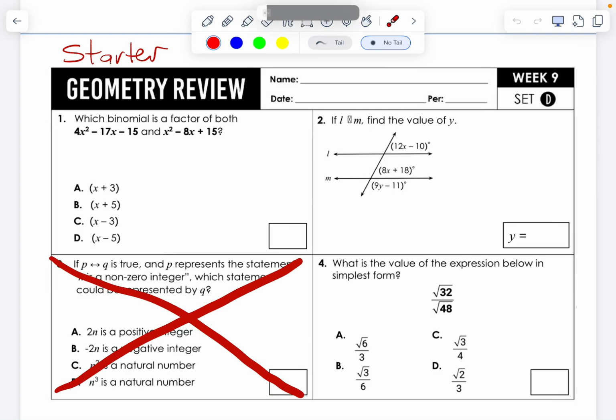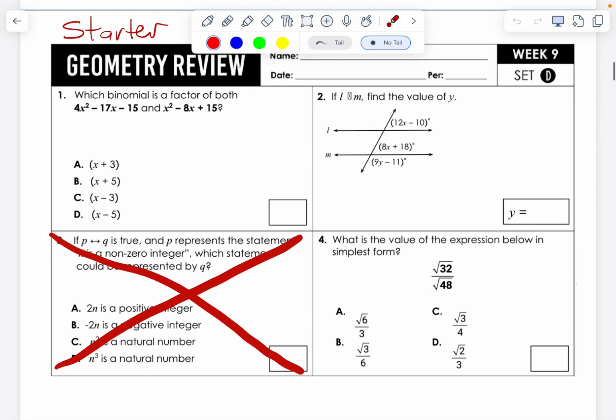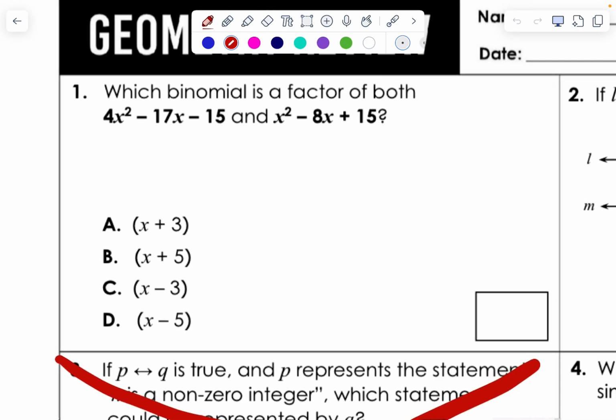First one, which binomial is a factor of both? So we're essentially just factoring both these expressions and seeing which out of that list is part of both of them. These are all called binomials, meaning two terms. So each of those has an x and a constant. Anyway, so remember factoring?